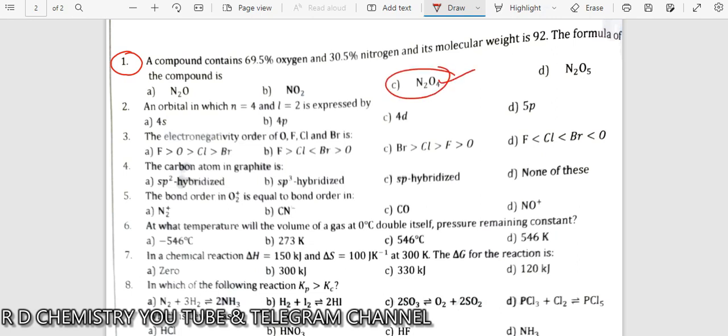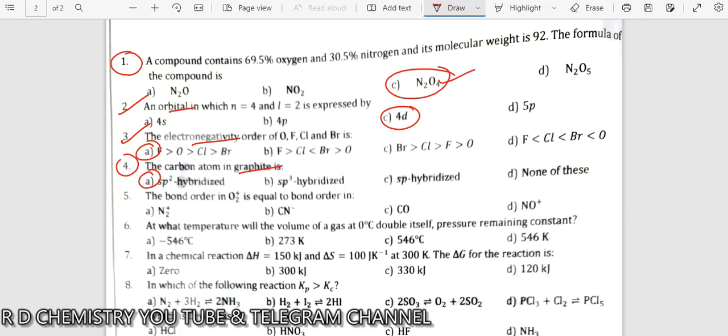Option number C. Question number 2 is from atomic structure about the orbital. Answer is option number C. Question number 3 is from periodic table, asking for the electronegativity. Option is A. Question number 4 is from the P block elements, group number 13, about the carbon family, graphite. Answer is option number A.